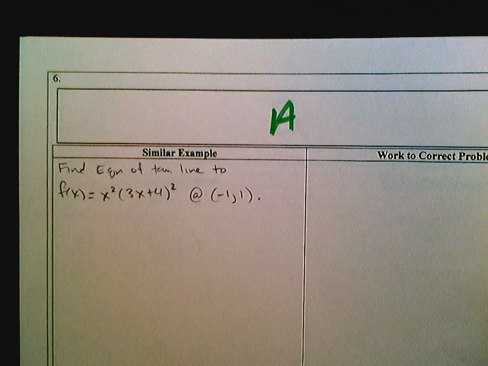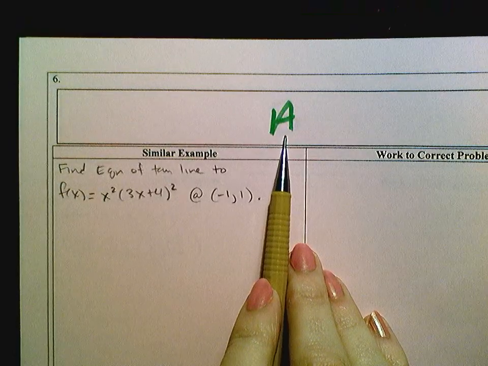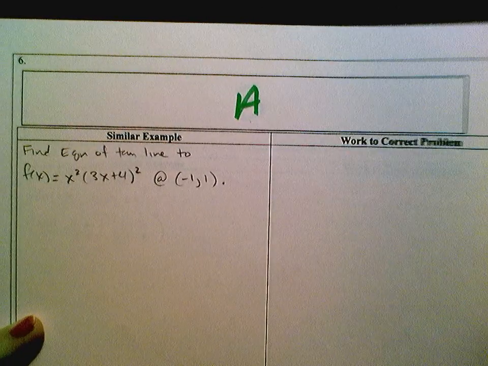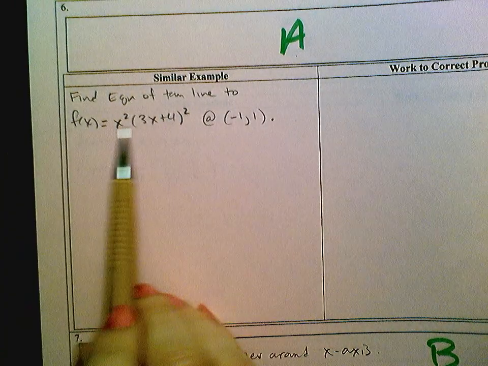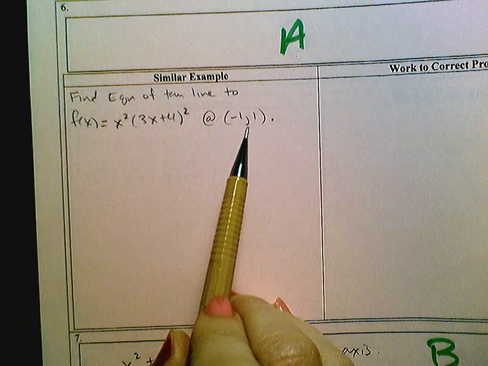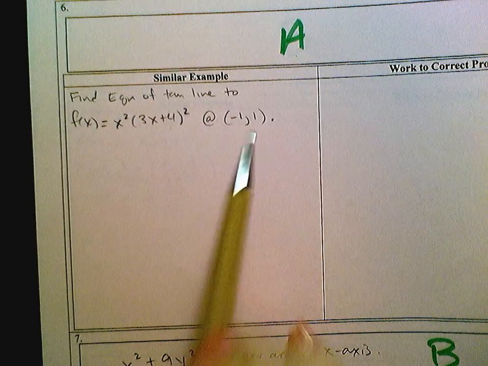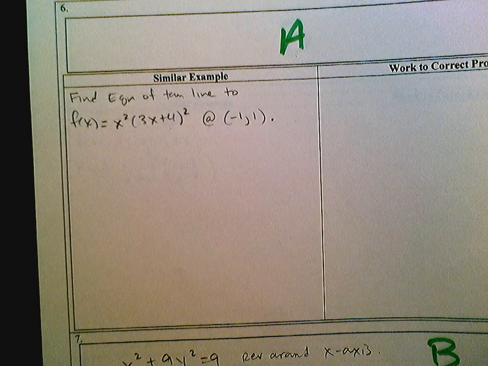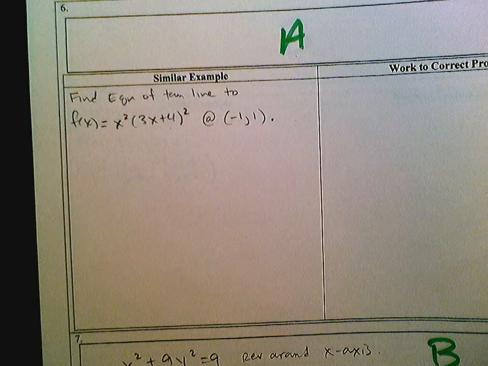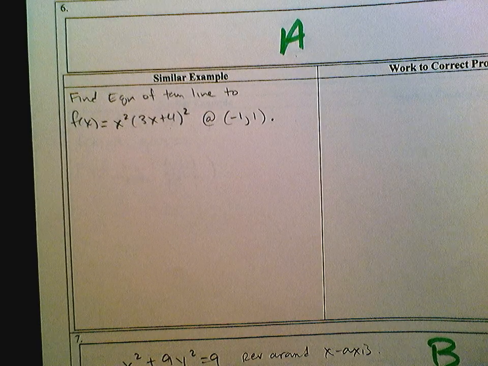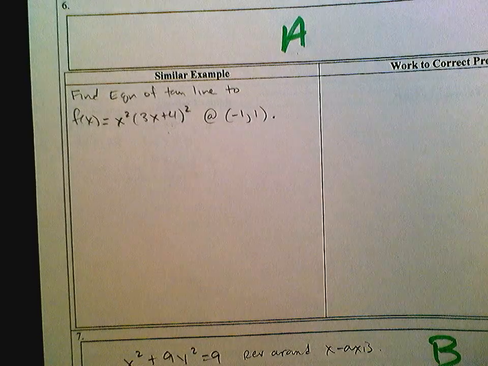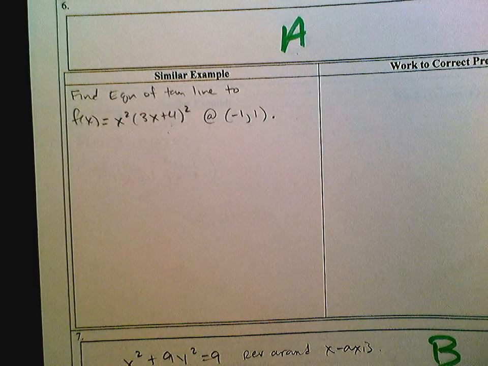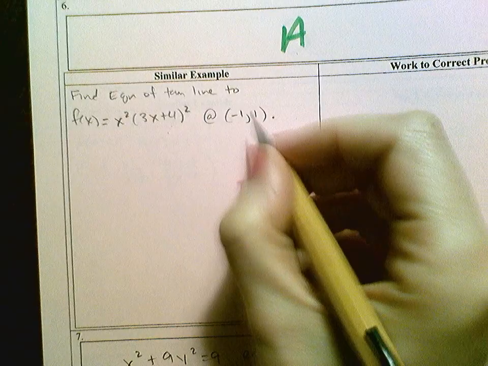All right, so this is number 6. The answer is A for the problem that you're going to do work for. And here's my similar example. So find the equation of the tangent line to this function at this point here. So you ask yourself always, limit, derivative, or antiderivative. Well, if you're going to write the equation of a tangent line, you will need the slope of the tangent line. So you're going to be going like this.